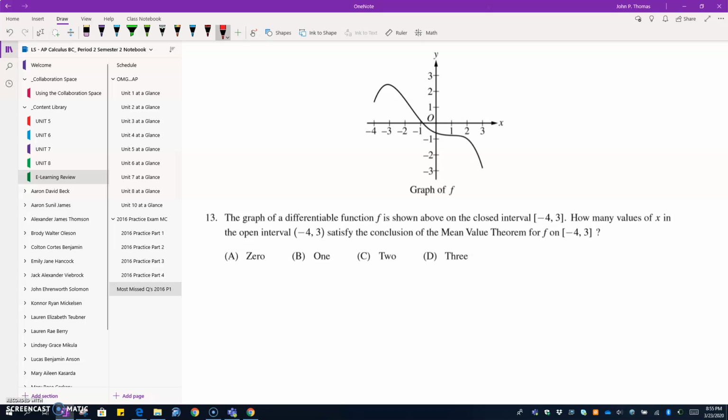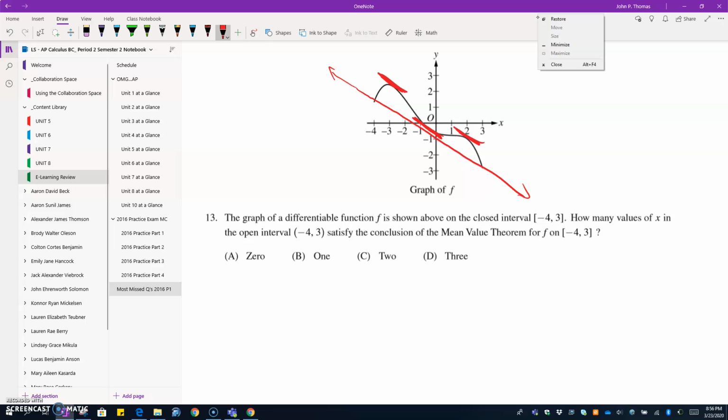So the key with this one is really drawing on the picture. So I'm going to go ahead and draw in a secant line from the beginning to the end. That gives me the average rate of change. Now what I'm looking for is any location on the curve itself where the slope of the tangent line would be the same as the slope of the secant line. This gives us AROC equals IROC, or average rate of change equals instantaneous rate of change.